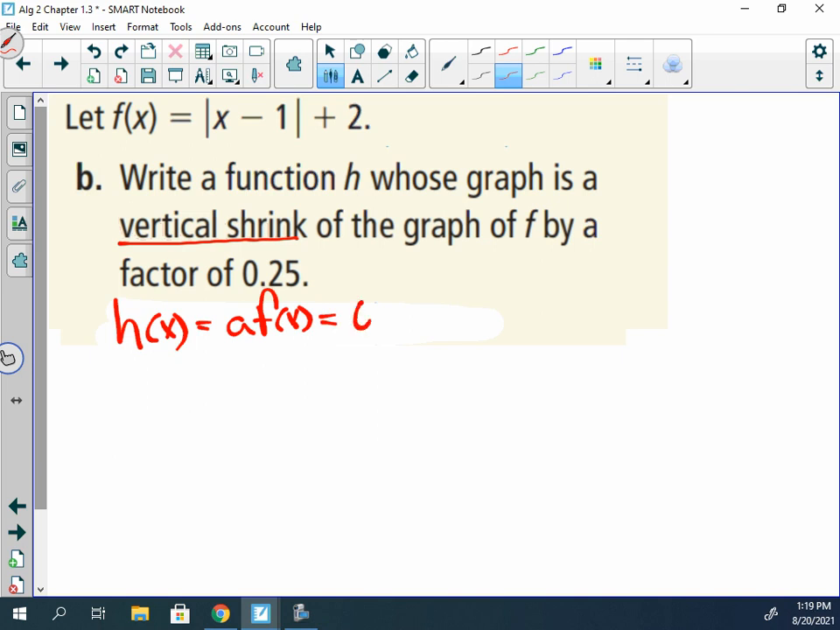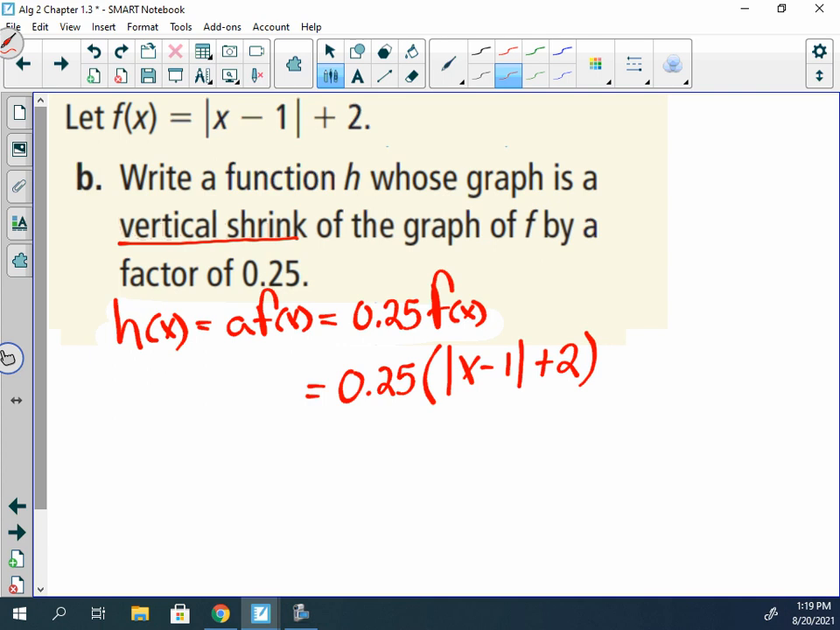And the value a for this here is 0.25. Well, now we just need to replace f of x with its function, which will be our absolute value of x minus 1 plus 2.